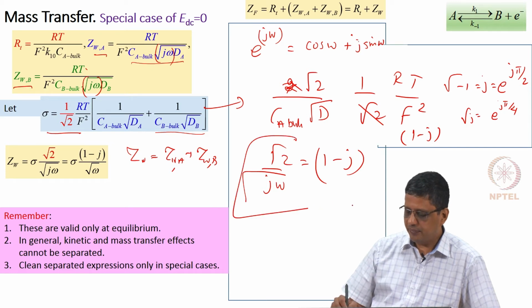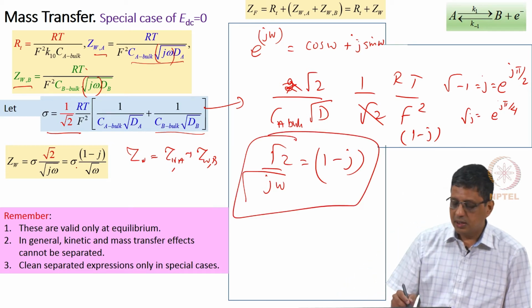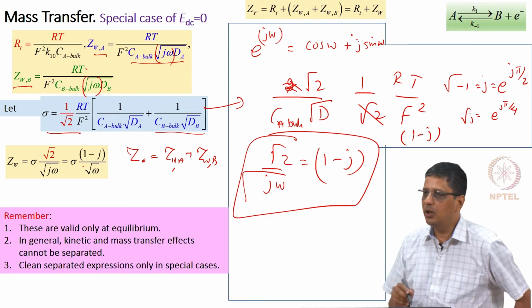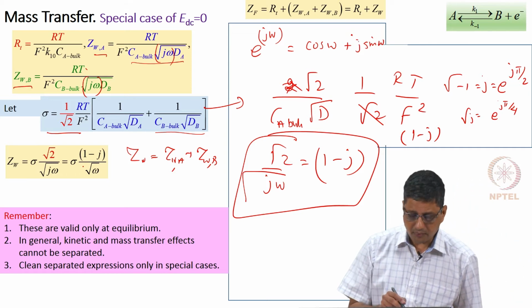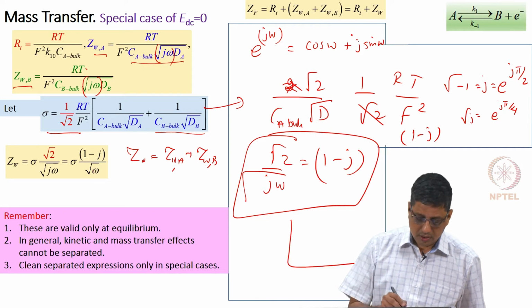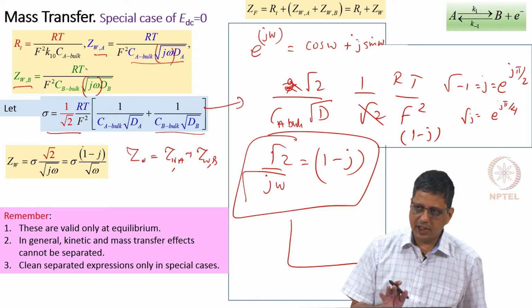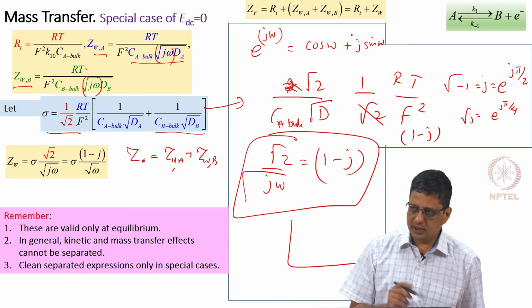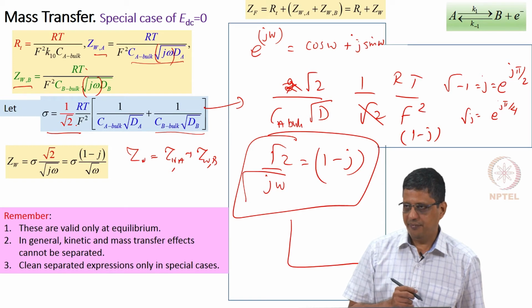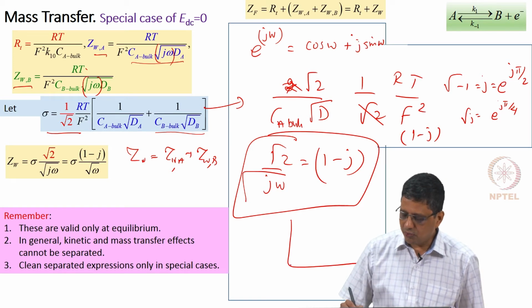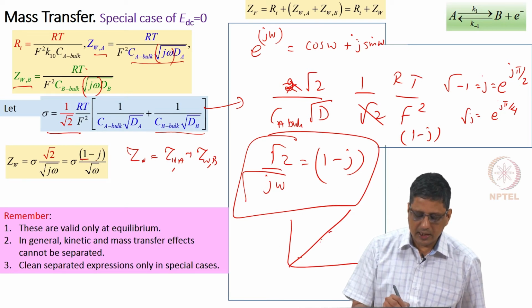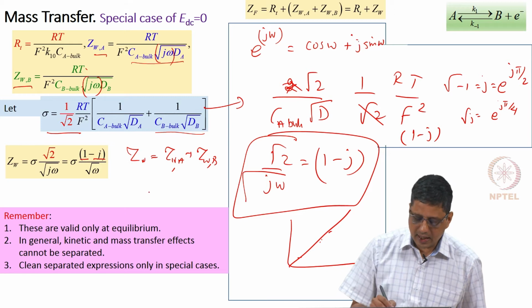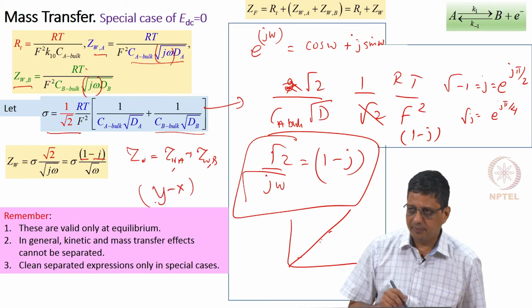So, this expression gives you a feel for how it will look like in a complex plane. Sigma is a constant for a given condition at a given temperature, given diffusivity, given concentration. Sigma is a constant. Omega is what we vary. It is going to look like a line, a 45-degree line, 1 minus j, where 1 is the real part, j is the imaginary part. So, it is like writing y minus x by square root of omega.